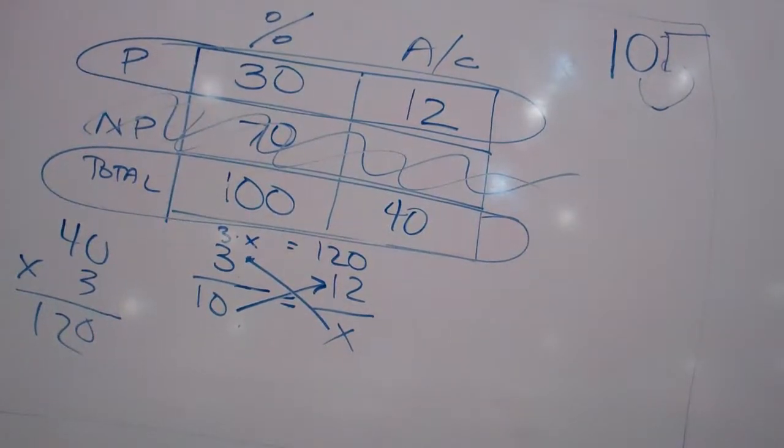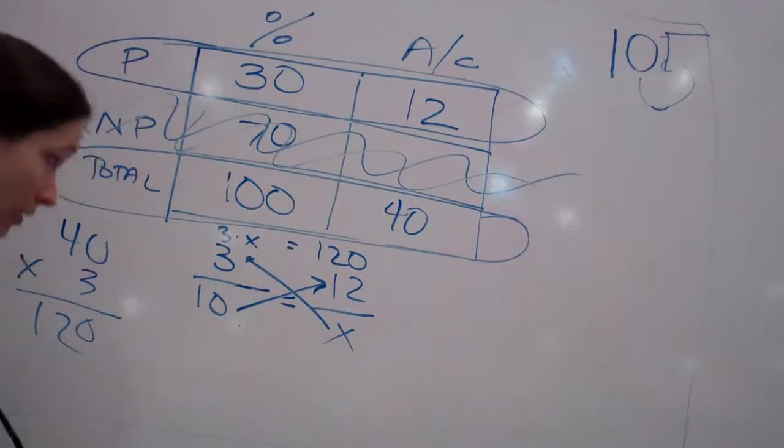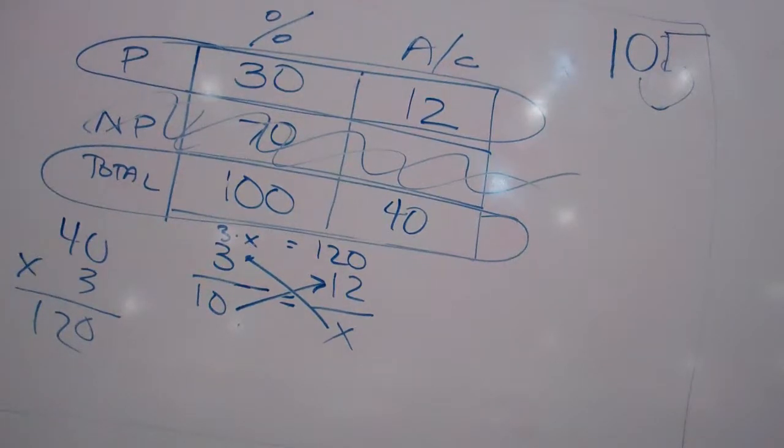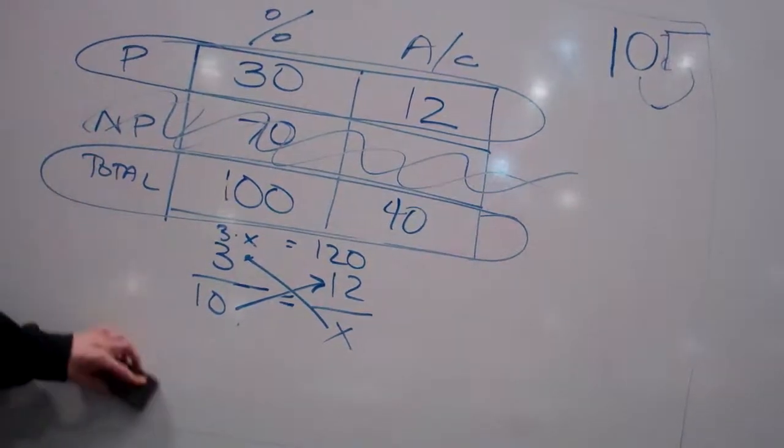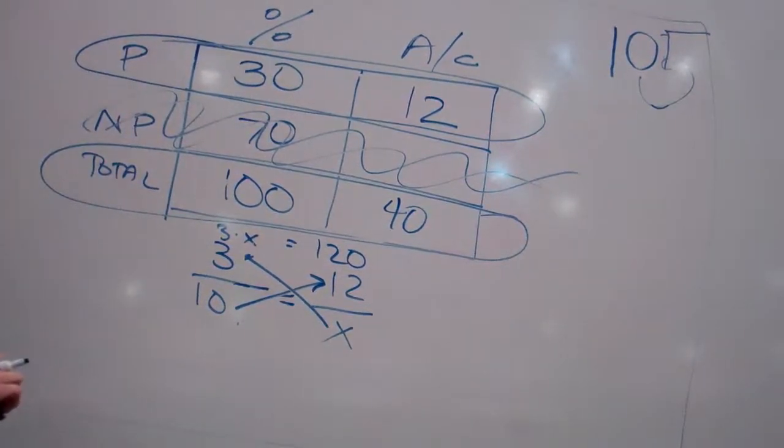But couldn't I do like 3 will go into 12 4 times, which means 10 times 4, 40? I don't really get what you're saying. You have to multiply 3 times 4 to get 12. Like, you know what you do to the top, you have to do to the bottom.